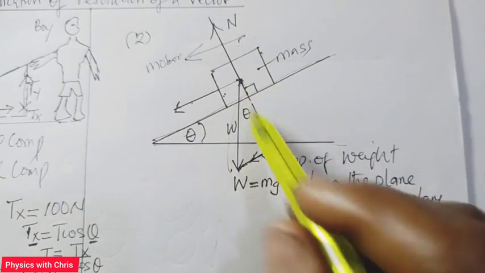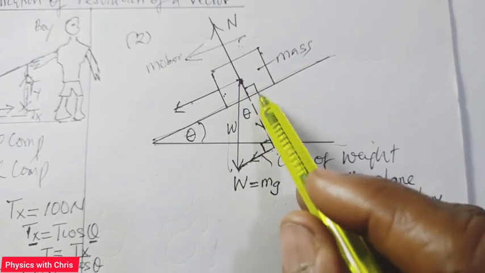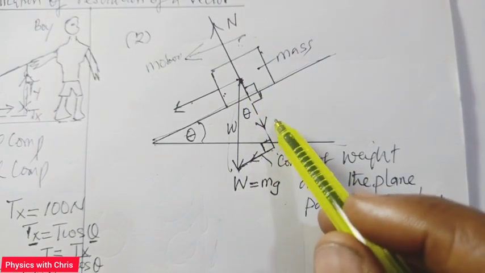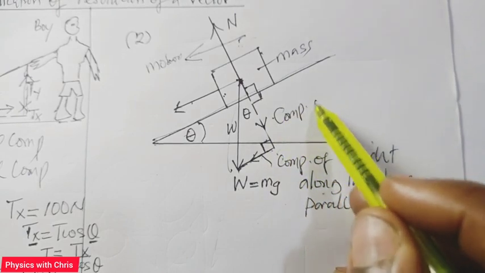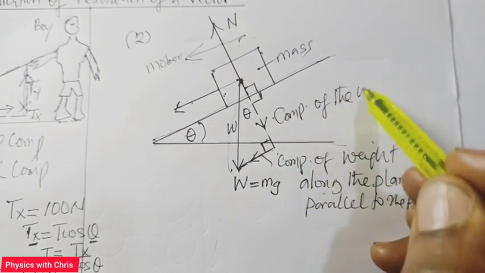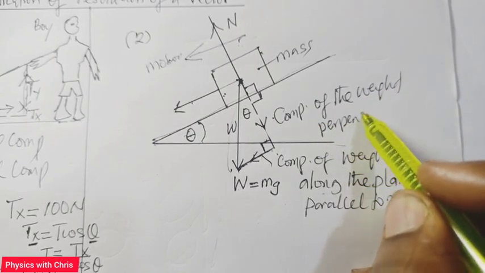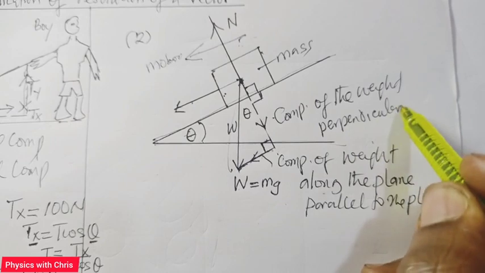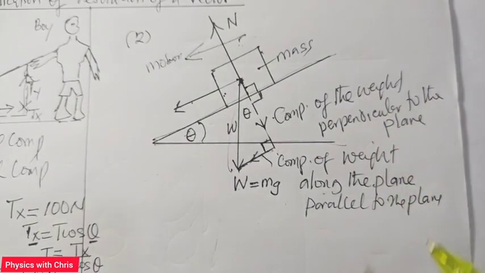That's the component that is responsible for the motion of this block along the plane. Then the second component of the weight, when it is resolved, is acting perpendicular, at right angles, to the plane. We call that the component of the weight that is perpendicular to the plane. How do we find these two components? Maybe I should leave that to you.